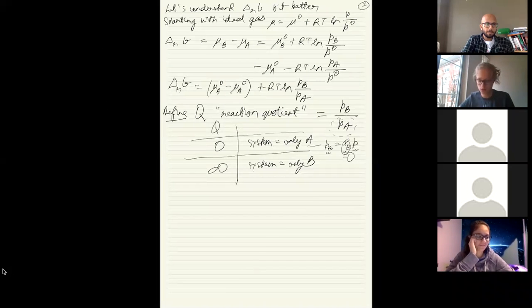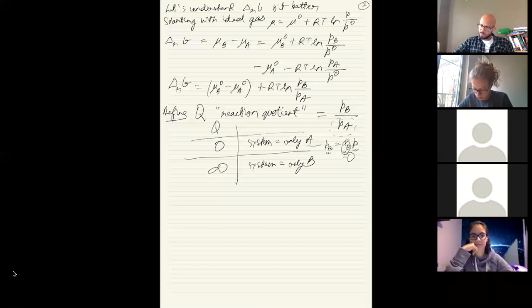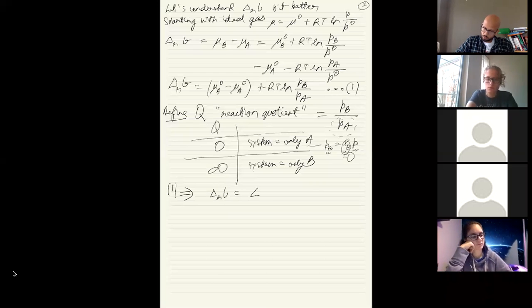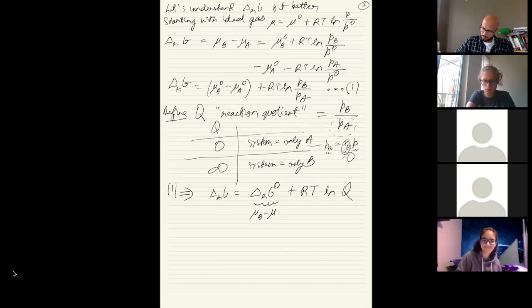So we can write this down now as, let's label our equations. Let's call this equation number 1. Then equation number 1 can be written down as delta RG is equal to delta RG naught plus RT ln Q, where delta RG naught is mu B naught minus mu A naught, right? So this is equation number 2.